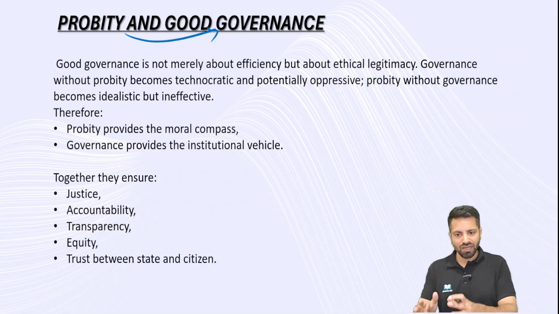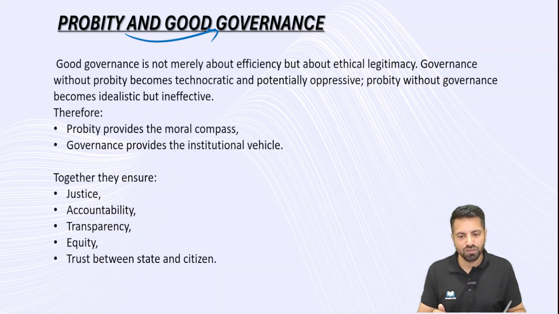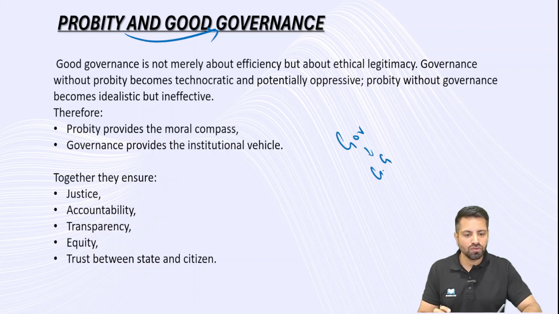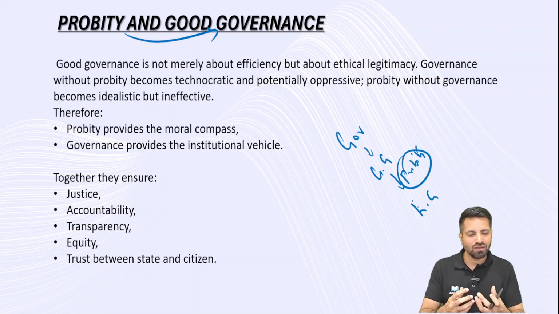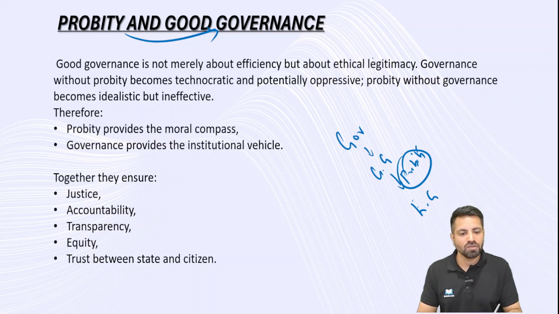Now connect the concept of probity and good governance. I told you that governance is how you exercise power. Good governance is that whatever rules and regulations have been made, rule of law, transparency, efficiency, responsiveness, you have to ensure all these things. That becomes good governance. Now, if you add probity, this is going to ensure ethical governance. So adding moral values, moral considerations to good governance eventually becomes ethical governance. This gives that ethical legitimacy to the governance.